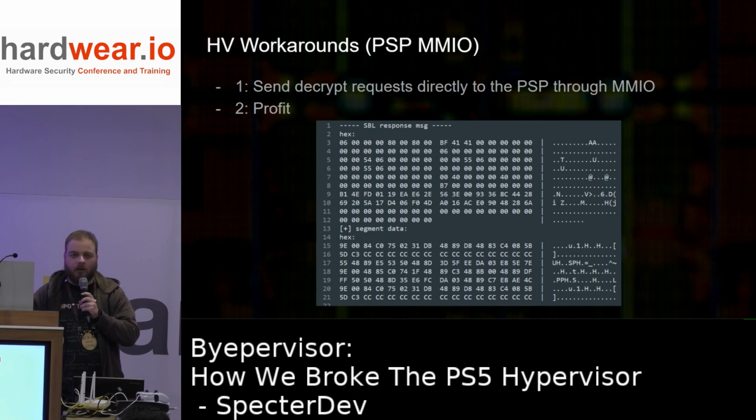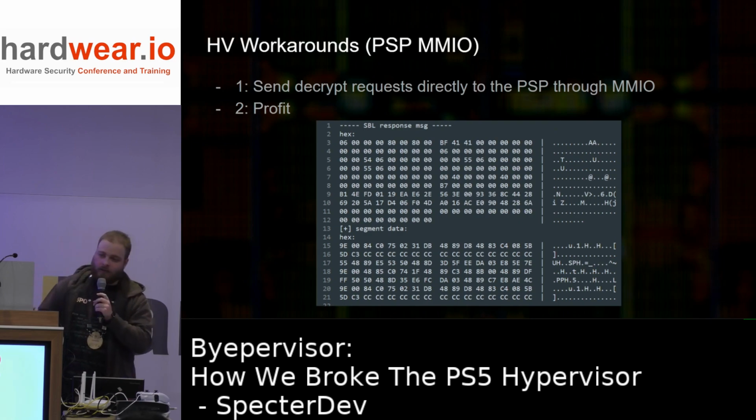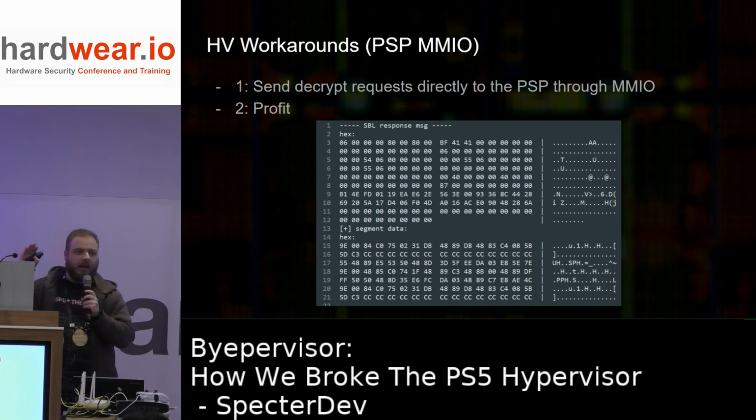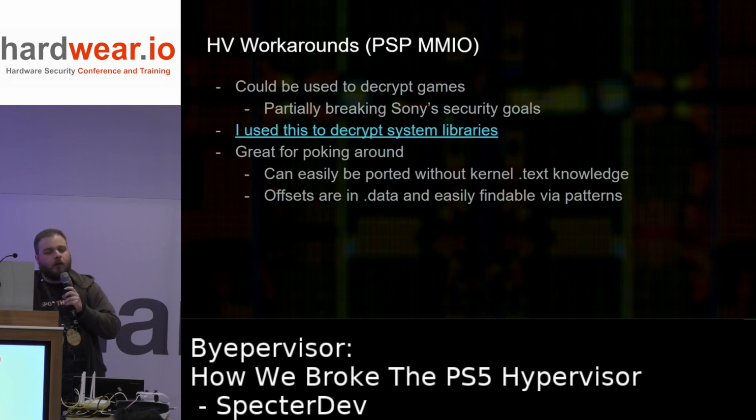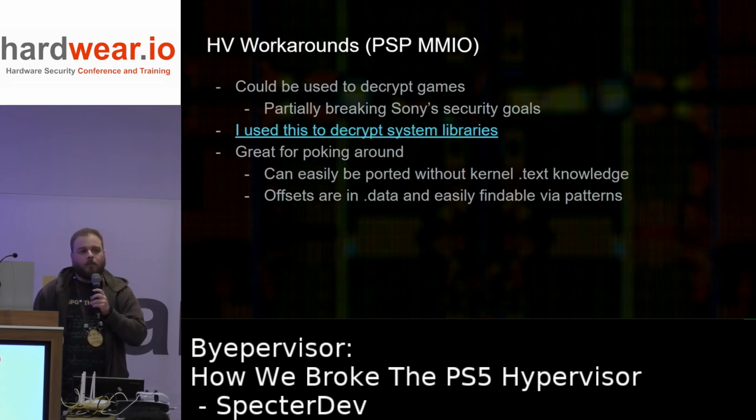Some of you who look at x86 a lot probably recognize some opcodes in the bottom half there. That's basically just showing a response from the PSP and decrypted segment data. This could also be used to decrypt games, which partially breaks Sony's security model. Obviously they don't really want you to be able to do that. But I mostly use this to decrypt system libraries. This trick is great for poking around.